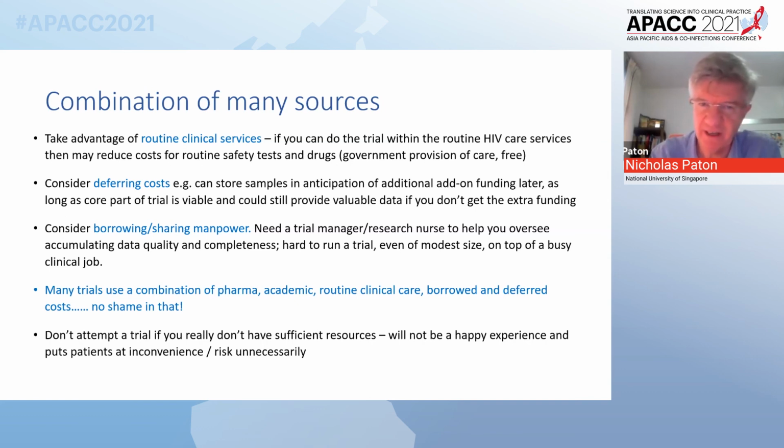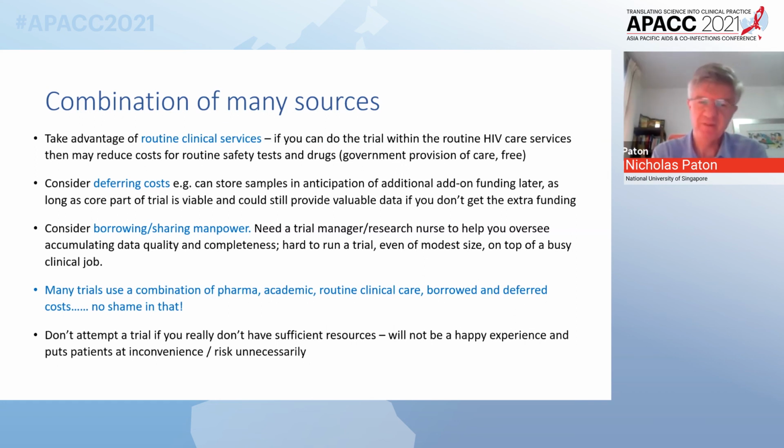You can consider deferring costs, for example, storing samples in anticipation of getting funding later on. But your trial must still be viable just in case you don't get that extra funding. You can consider borrowing or sharing manpower. You do need a trial manager or research nurse to help you oversee accumulating data quality. It's very hard to run a trial, even of modest size, on top of a busy routine clinical job. So you need somebody to help you with managing the data and overseeing the data collection and the running of the trial.